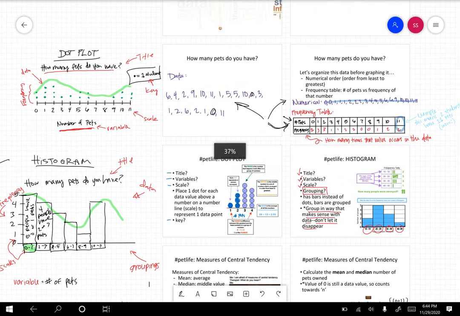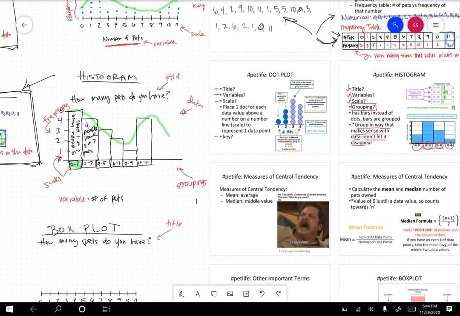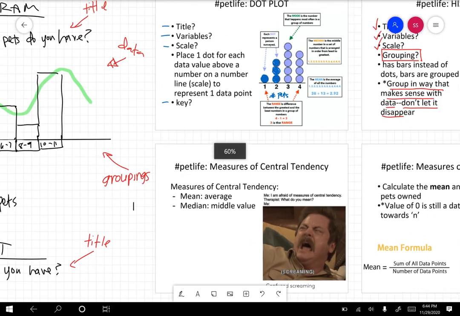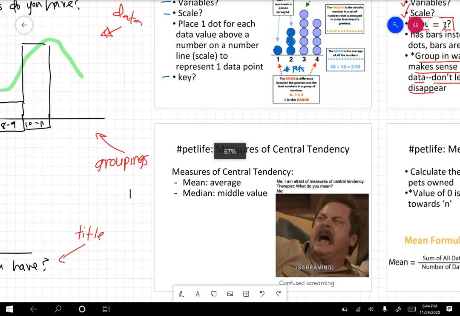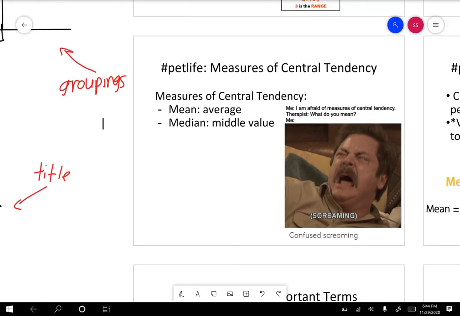Okay, I think I covered everything I wanted to with histograms. Yes, I did. Let's talk about some specific vocabulary words that you guys need to know. And yes, you have been introduced to these before, so they probably ring a bell, but we're going to go over them again. I'll give you a moment to appreciate Ron Swanson here. I love Ron Swanson. Okay.